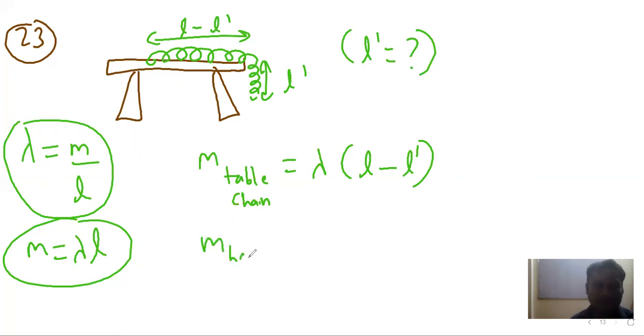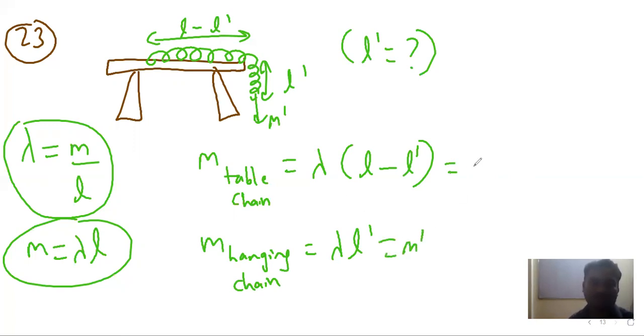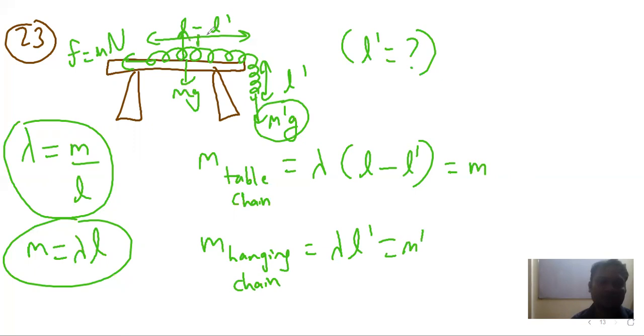Mass of the hanging chain is nothing but lambda L dash. Now, let us say this hanging part is m dash and this is m. So m dash into g, the downward force, equals the friction force, which is mu N. The normal reaction is N, so N is mg.